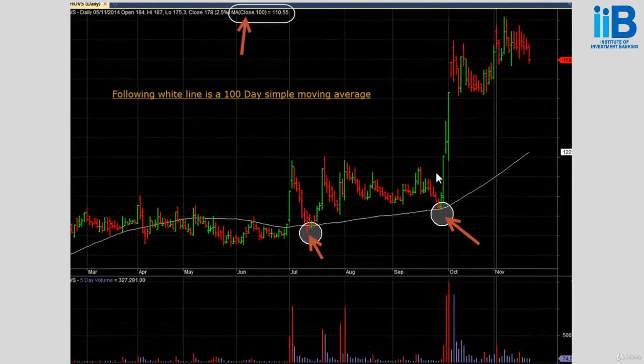Next in line is a chart of HOVS, and we have a 100-day simple moving average plotted on it. This white colored line is the 100-day simple moving average, MA close 100, which means it's a moving 100-day average of close, plotted as a continuous line. And you can see how prices have found support at its 100-day moving average and went ahead to make a new high.